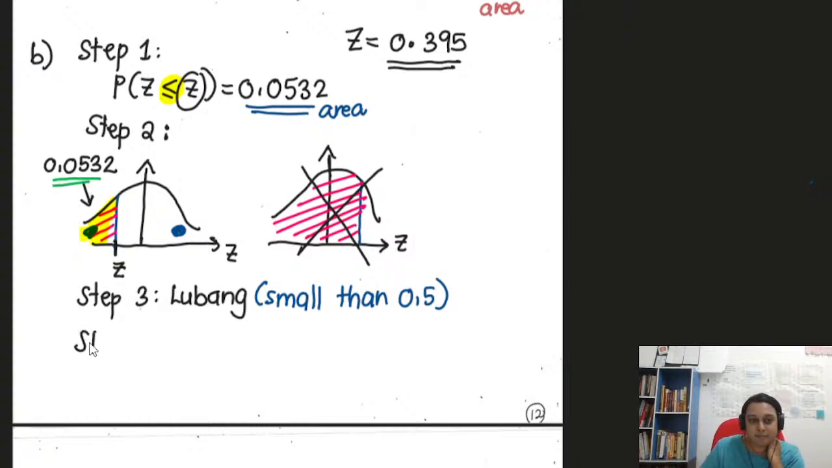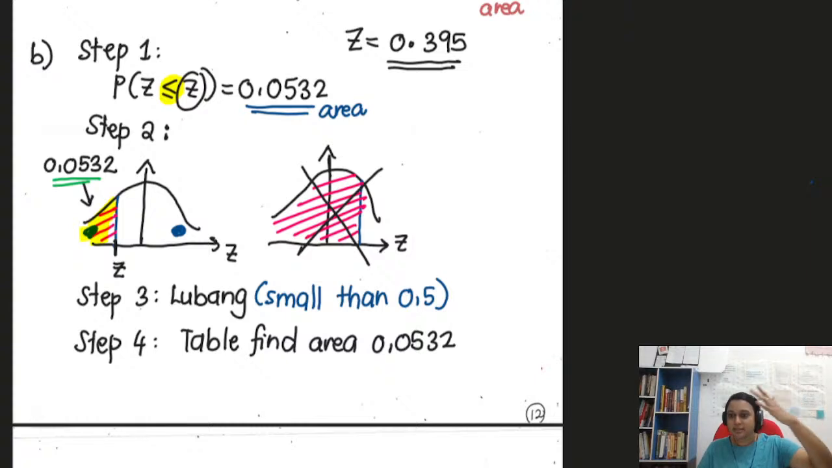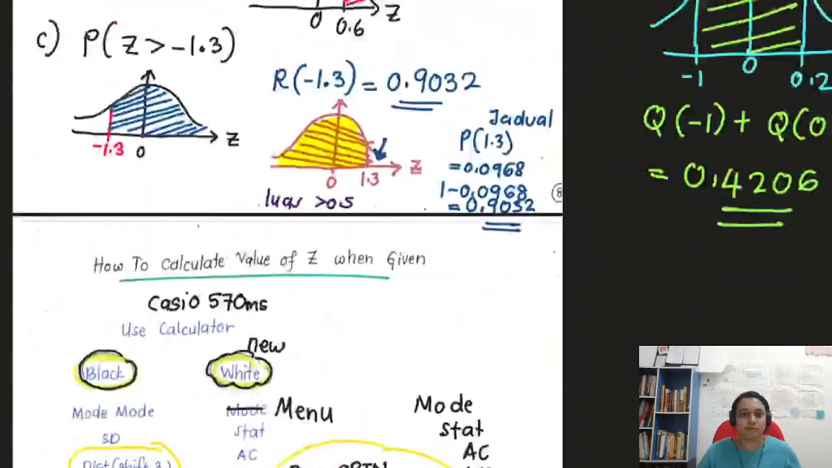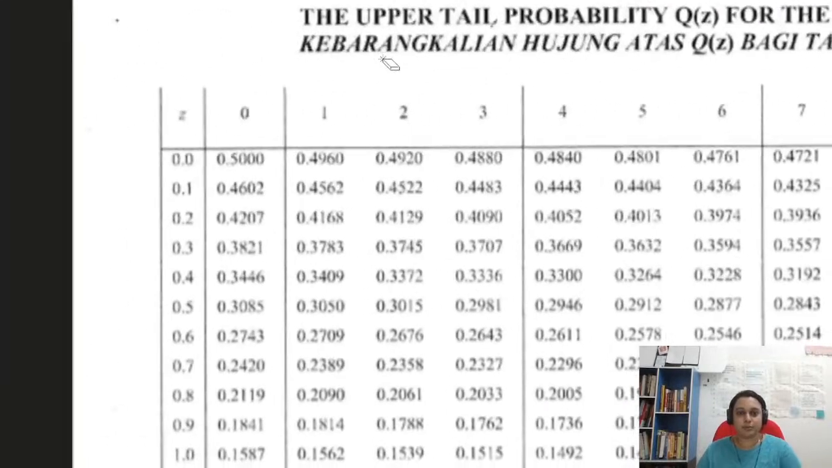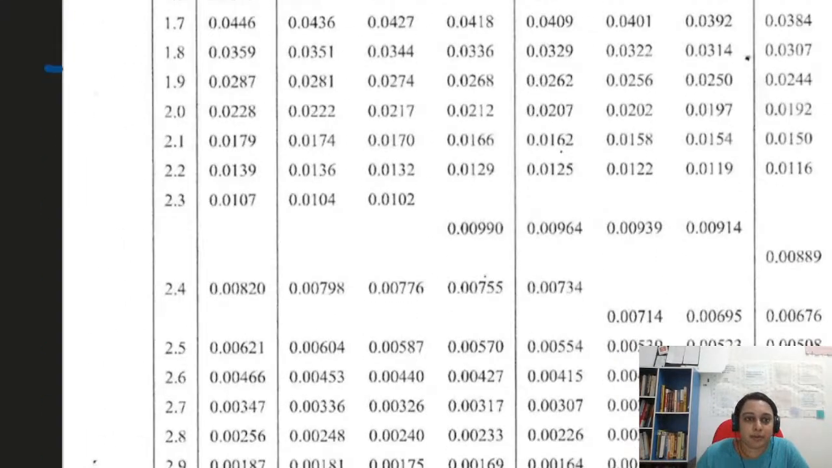So step 4, go to jadual, pergi kepada table and find area 0.0532. Pergi ke jadual, cari luas 0.0532. Okay, let's go to the table. Okay, that's fine. 0.0532. Kosong point kosong, 0.0532, isn't it?